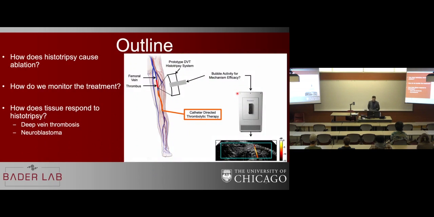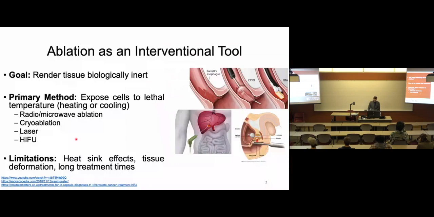So here's an outline of what we'll discuss today. First, what is the mechanism by which histotripsy breaks down tissue? Spoiler alert, it's bubbles. In the second portion of the talk, we'll discuss means for image guidance for the therapy. It's non-invasive, so having appropriate guidance is really critical. Also sort of throw in there some of the work that we're doing to try to improve upon that standard. And then finally, we'll discuss how tissue responds to this mechanically ablative therapy. I'll talk about what we mean by mechanical later on. And we'll do this through the guise of two particular applications, deep vein thrombosis as well as neuroblastoma.